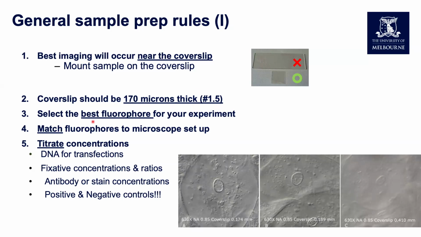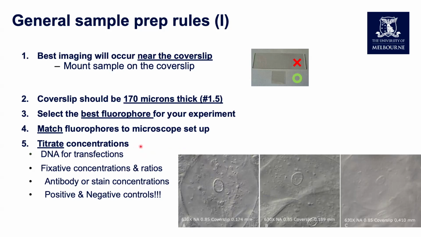The next thing is to select the best fluorophore for your experiments. And we covered a little bit of that in lecture 1 in terms of the different parameters and things that we might consider with fluorophores. So does it match the excitation wavelength on your equipment? What's the photobleaching like? Things like that we start to look at. And that follows on to match the fluorophores to your microscope setup. So yeah, make sure that you've got the excitation and the detection wavelengths matched to the specific fluorophore that you're wanting to use in your experiment.